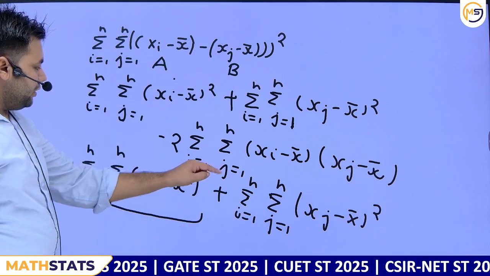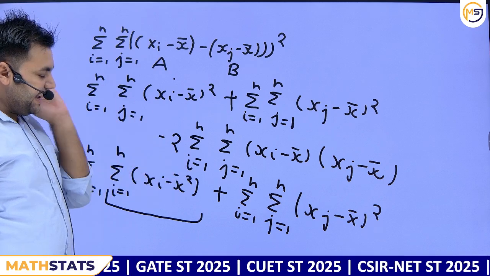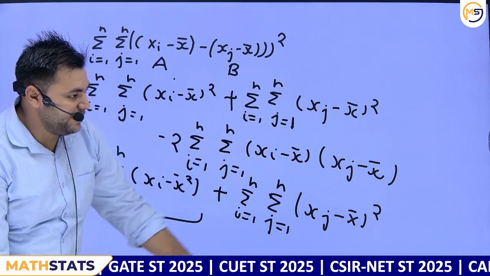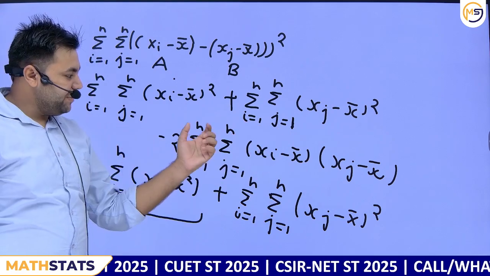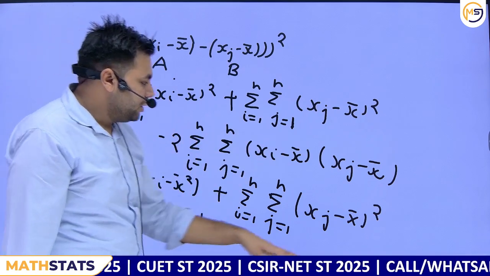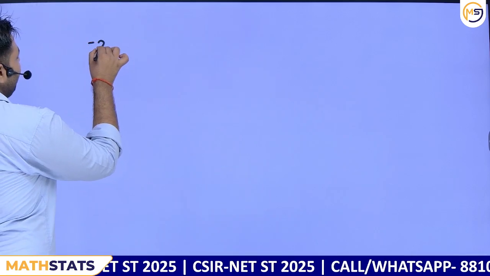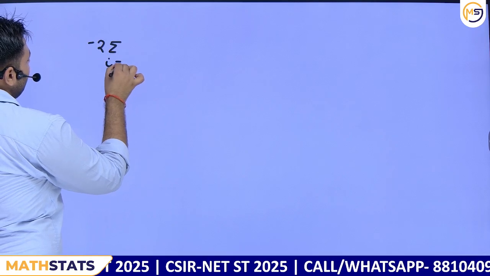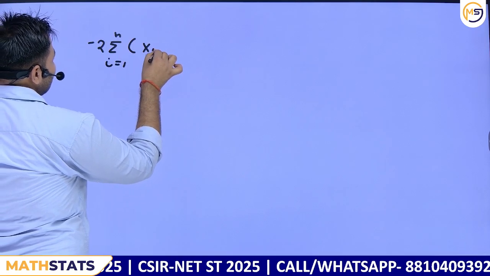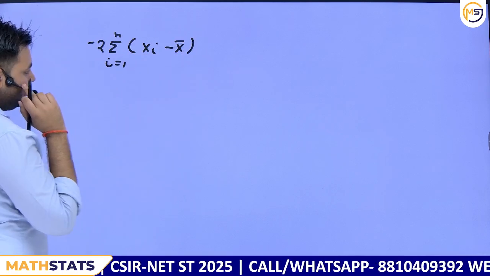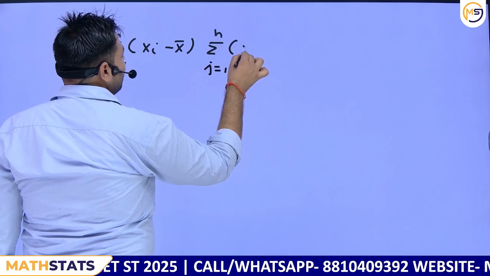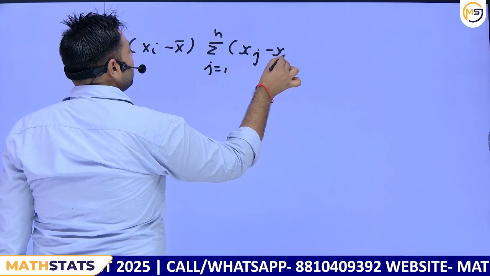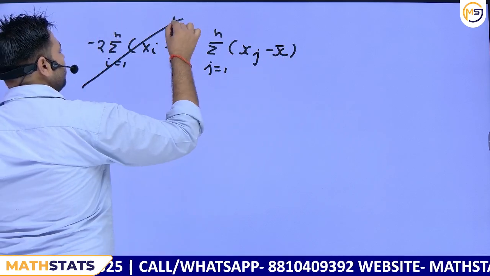Okay. Now attention, in this quantity, minus 2 summation i equal to 1, j equal to 1, (xi minus x bar)(xj minus x bar). So the i-term you take in terms of i summation and the j-term in terms of j summation. So when you take the i summation, 2 summation i equal to 1 to n, you will get xi minus x bar. And in the j summation, j equal to 1 to n, xj minus x bar.